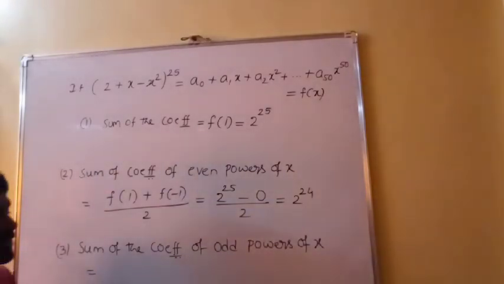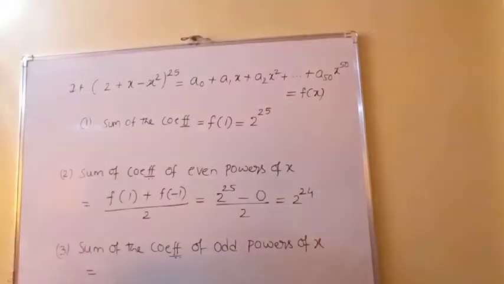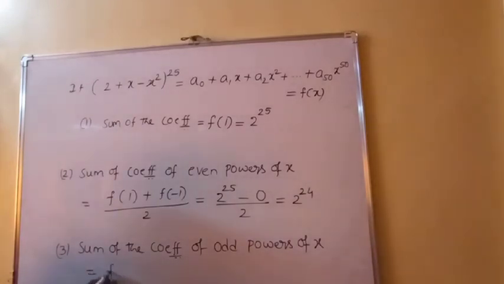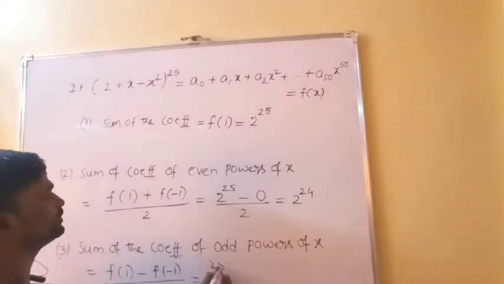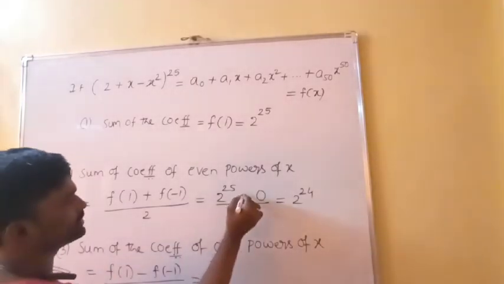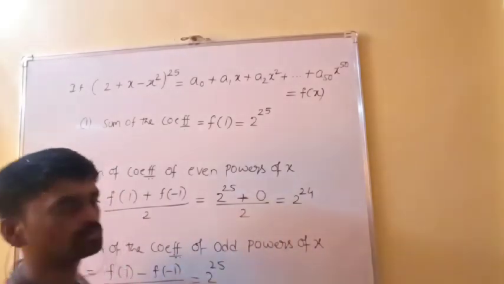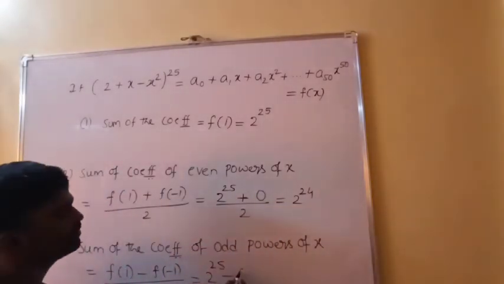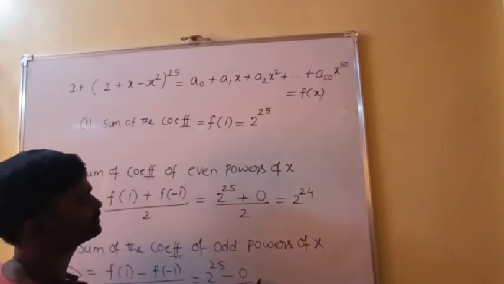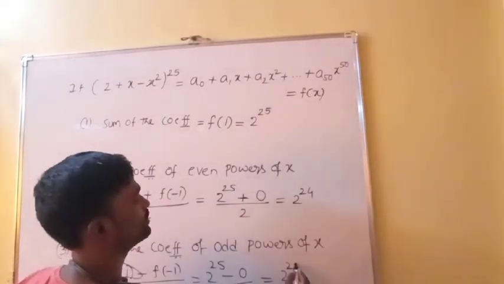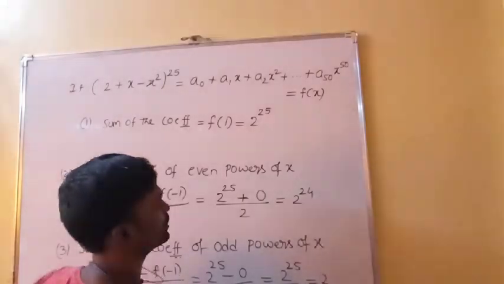Next, the sum of the coefficients of odd powers of x. What is the formula? F of 1 minus f of minus 1 by 2. F of 1 is 2 power 25. Of course, if plus or minus 0, no problem. And here minus f of minus 1 is 0, by 2. So 2 power 25 by 2, so 2 power 24.